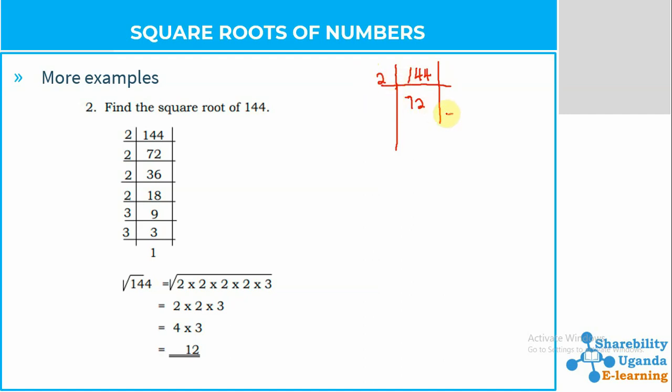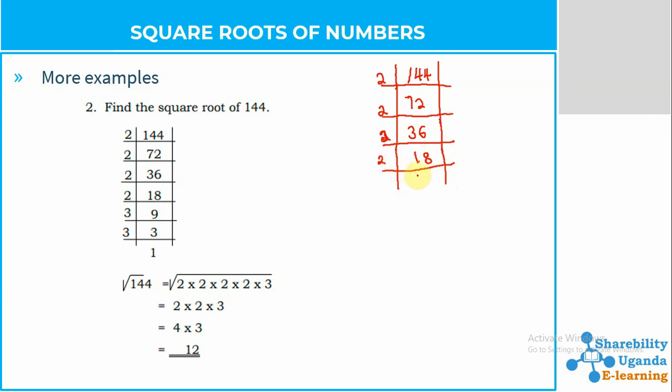Then we still have our 72. We also look out for the lowest factor that we can use on our 72. We can still use our 2. So when we divide our 72 by 2, we shall be able to get our 36. Then with our 36, we still use our lowest factor, which is a 2. We still divide. When we divide our 36 by 2, we shall be able to get our 18.